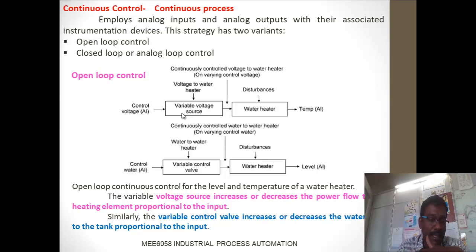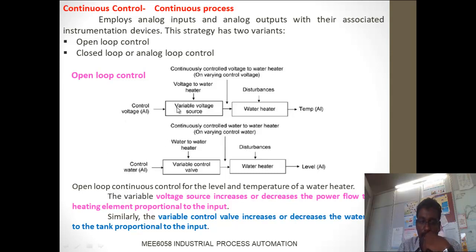For example, we have certain limits. So that's a continuous process. We have certain limits to control the process with respect to voltage, varying the voltage in the signal. If you take the open loop controller here, it is open loop continuous control for the level and temperature of the water heater.